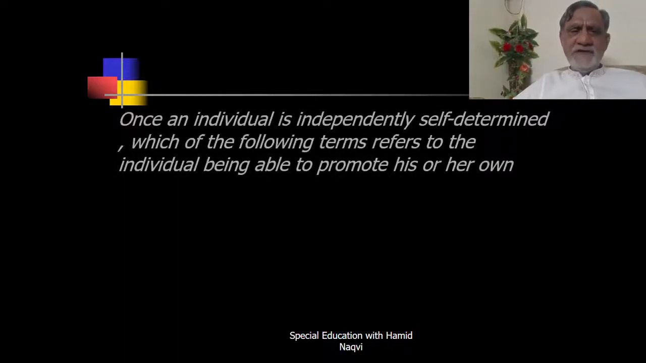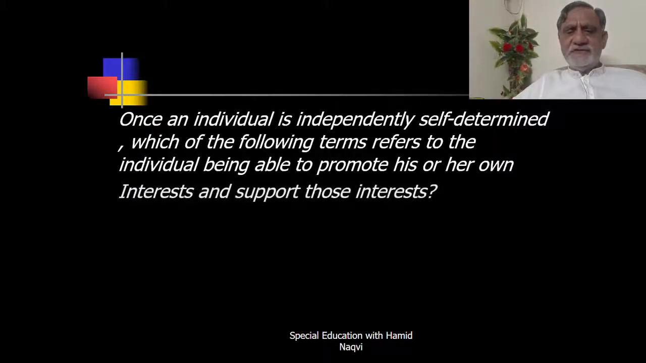Next question. Once an individual is independently self-determined, which of the following terms refers to the individual's being able to promote his or her own interest and supports those interests?